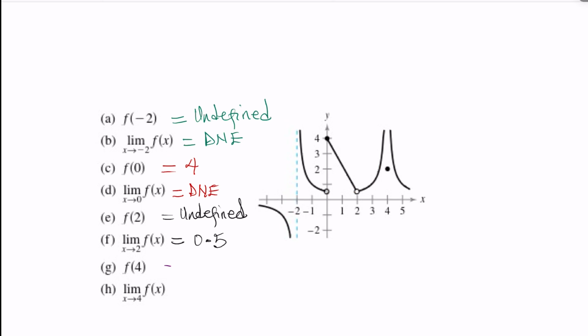Now let's look at the next one. It says we should find f of 4. So for f of 4, again, we locate 4 on our graph. And we look, this is the shaded value that we have.